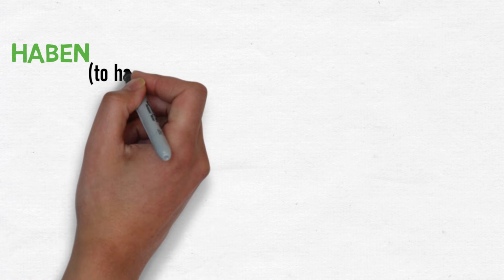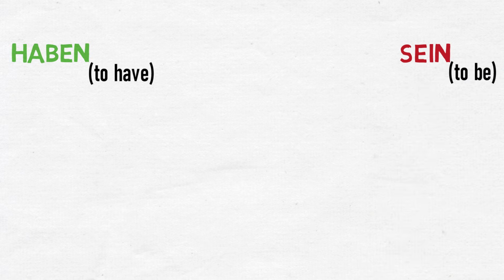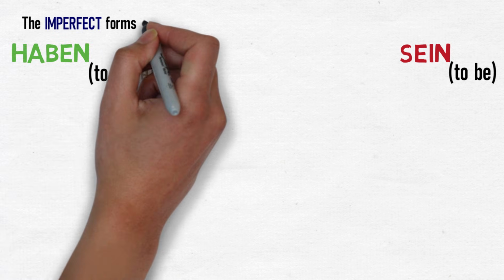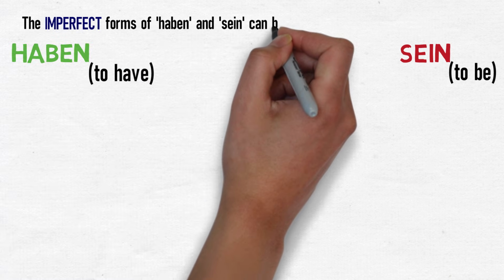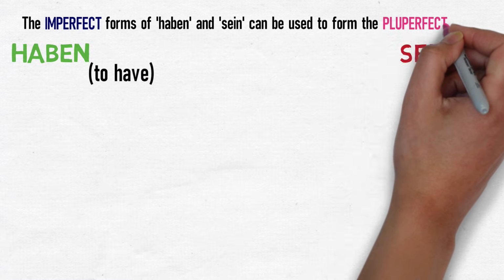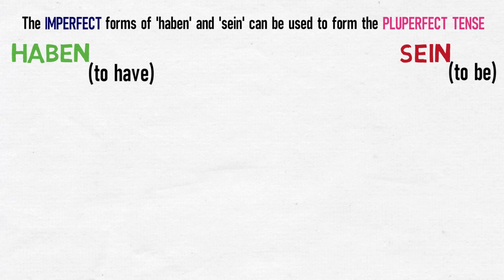It's important to learn about the imperfect tense of haben and sein first, as these are the most common verbs that you'll encounter in German. You can also use the imperfect forms of haben and sein as auxiliary or helping verbs in order to form something called the pluperfect tense, which will be discussed in a later video.